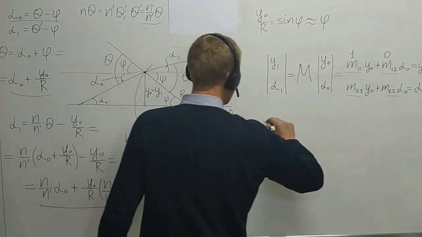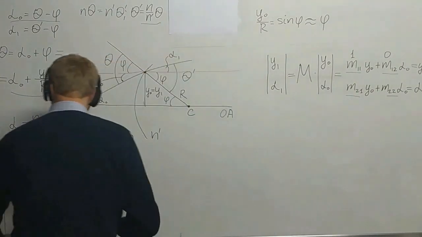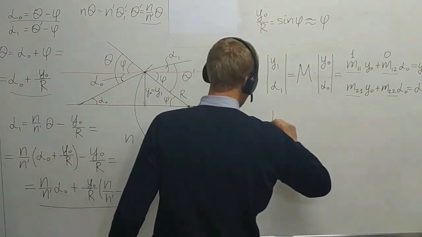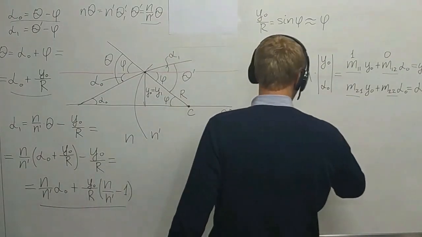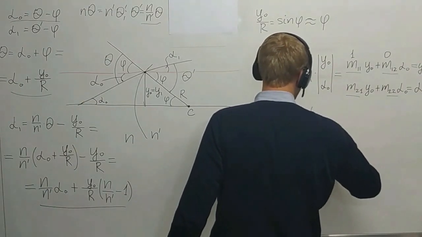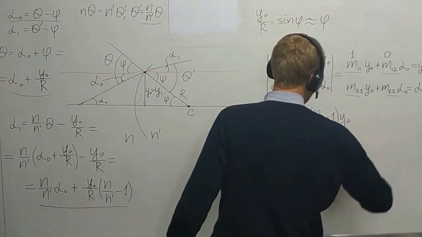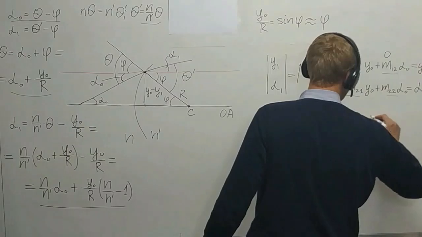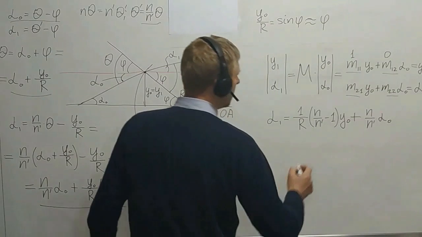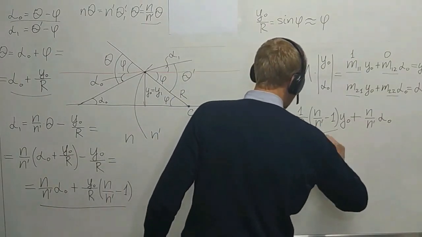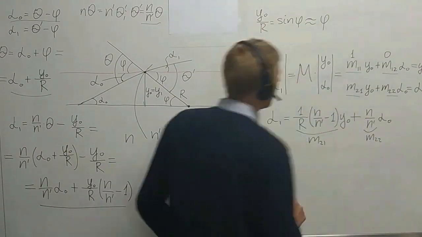So I can write that alpha 1 is equal to 1 over r, n over n prime minus 1, times y0, plus n over n prime times alpha 0. So obviously this will give me the m21 and m22 coefficients.